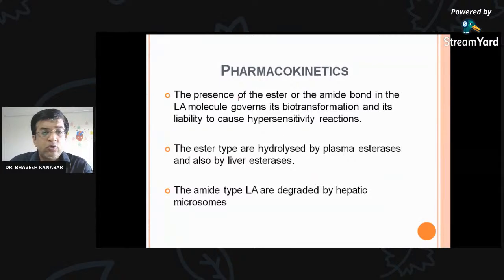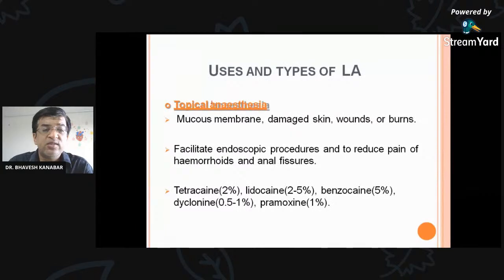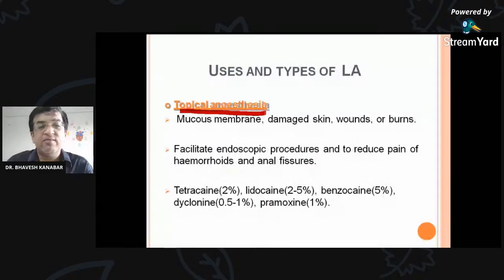No need to discuss pharmacokinetics; now the uses and types of local anesthesia. The first use is topical anesthesia. Remember, this word is topical, not topic. You know that topical is anything which is applied to any surface, for example over the skin or over the eyes.